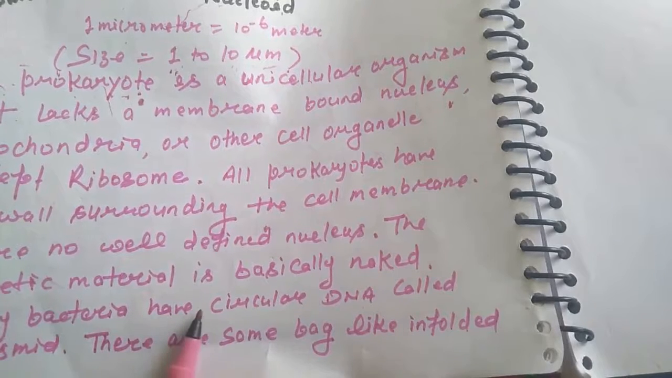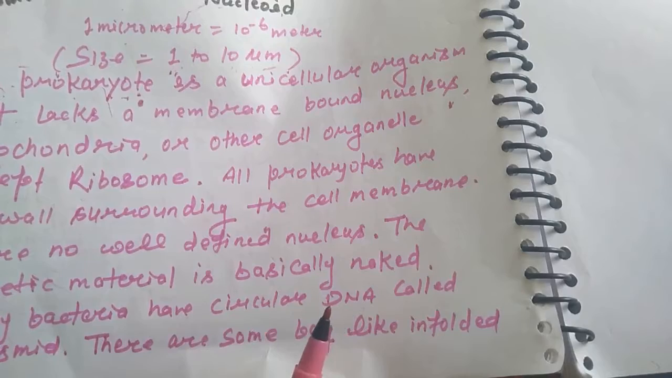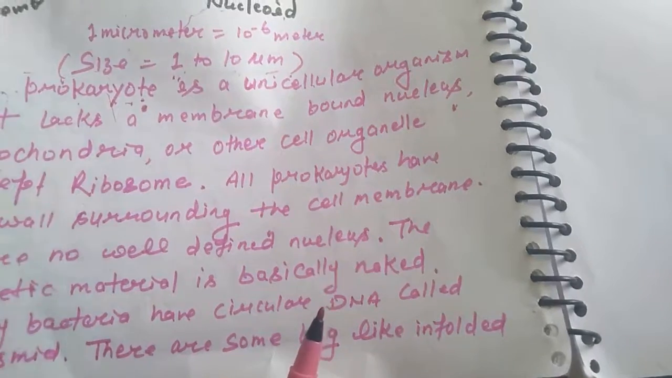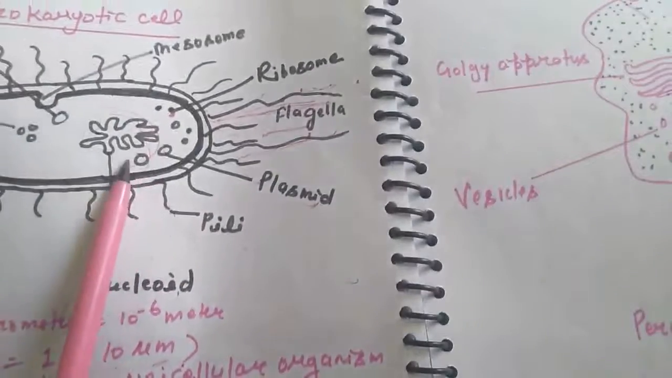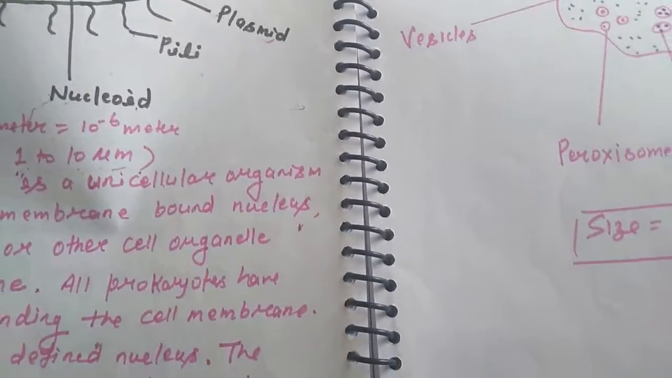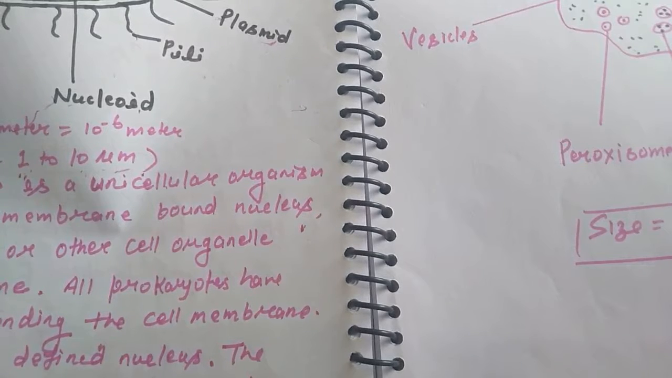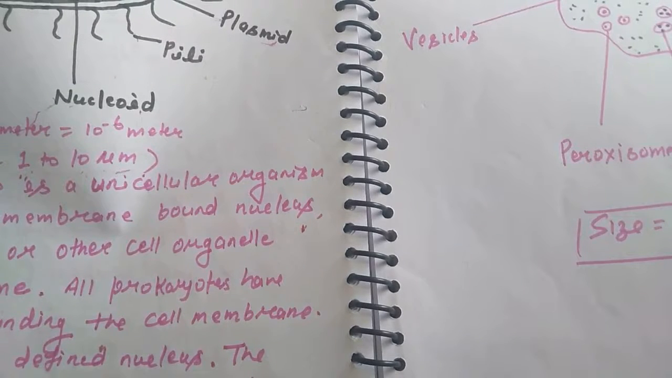Many bacteria have circular DNA called plasmid. I have already explained this in the structure. These circular structures are called plasmids. Actually, these circular structures are DNA, and this type of circular structure is present in some kinds of bacteria.